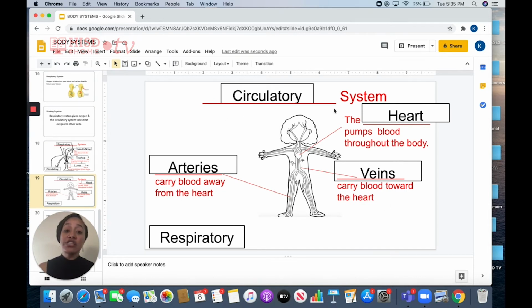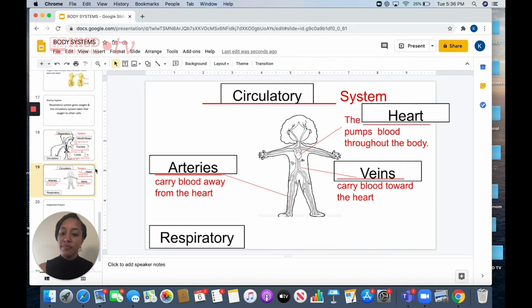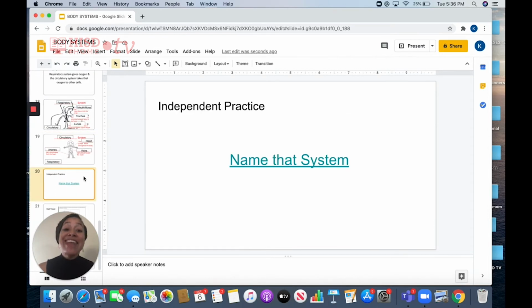The circulatory system, which is pictured here, is composed of the heart, which pumps blood throughout the body, the arteries, which carry blood away from the heart, and the veins, which carry blood toward the heart. Now, using your foldable, let's see how much we have learned. So, name that system.